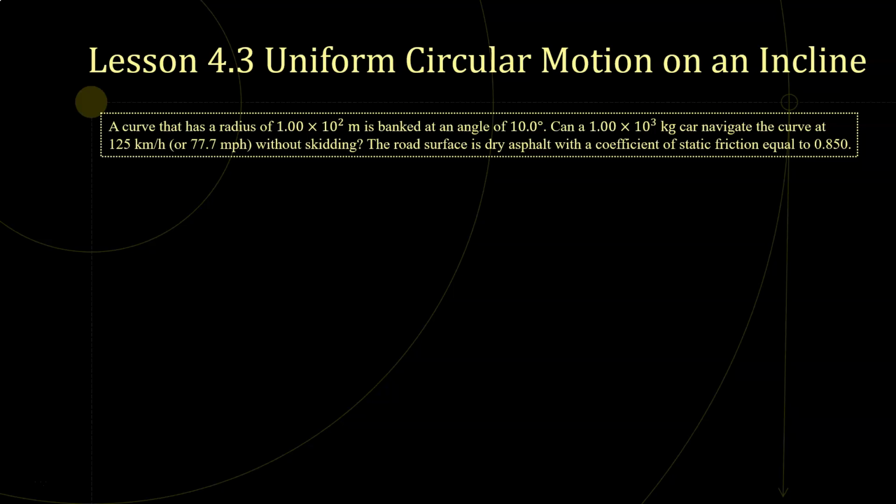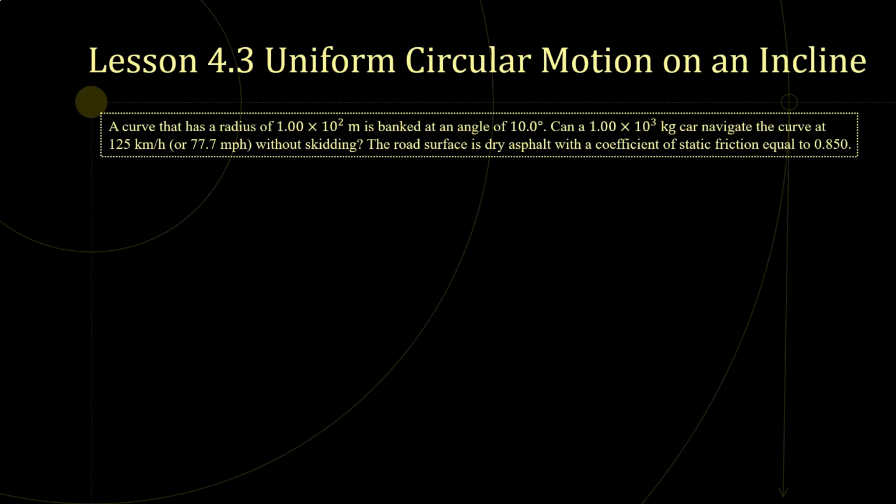However, the rest of the problem gives me hope. The road surface is dry asphalt with a coefficient of static friction equal to 0.850, which is a large coefficient of friction. That's what you would expect it to be, though, because we're talking about car tires on a road surface. Car tires are made so that cars don't easily slide around on the road. They're made to have good traction. So maybe this car will be able to make the curve. We're going to have to work the problem to find out.